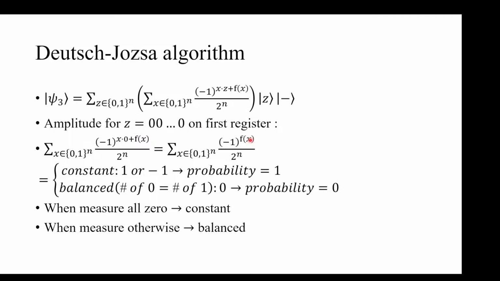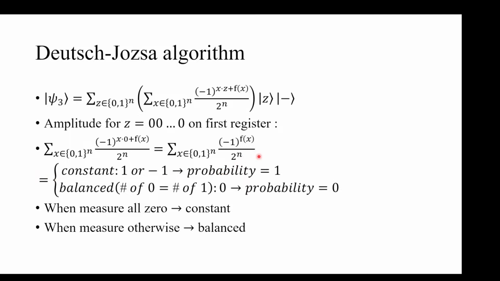When z equals the all zero string, this function is very easy to calculate because you can get rid of the inner product part. You have x inner product with the all zero string, which is just going to be 0. So I guess it still depends on x, but you don't have this inner product part. Now you have the summation over x of just this function part, (-1)^f(x), over 2 to the n.